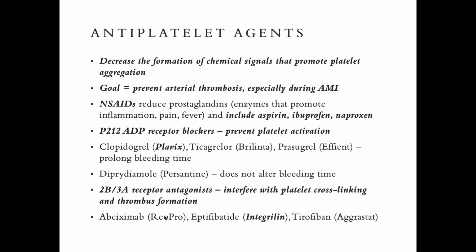Then you have 2B, 3A receptor antagonists. These interfere with platelet cross-linking and thrombus formation, that clot formation. Integrilin is the one you need to know. So if you know nothing else other than antiplatelet agents prevent arterial thrombosis, they include aspirin, ibuprofen, naproxen, Plavix, and Integrilin.